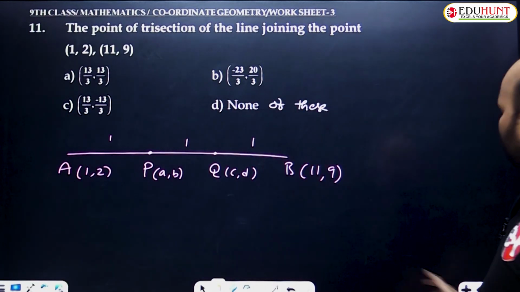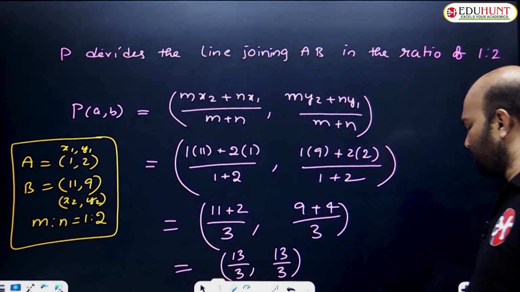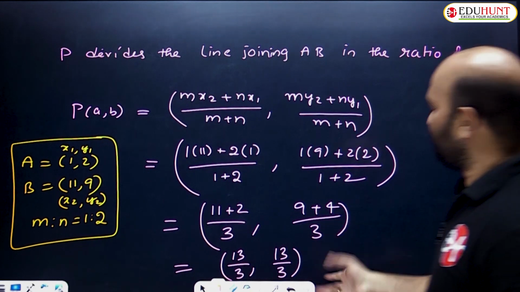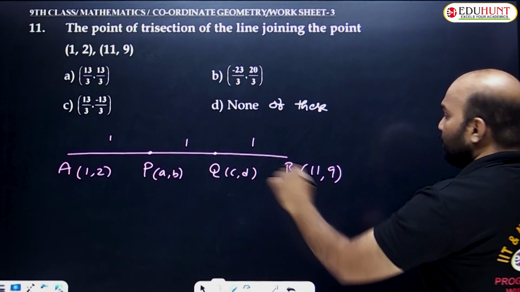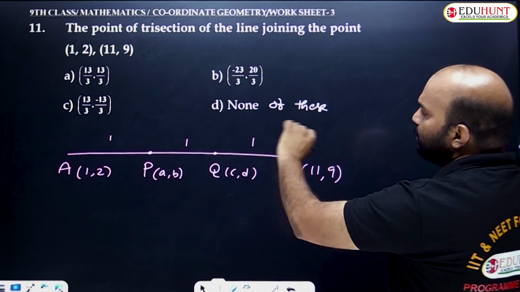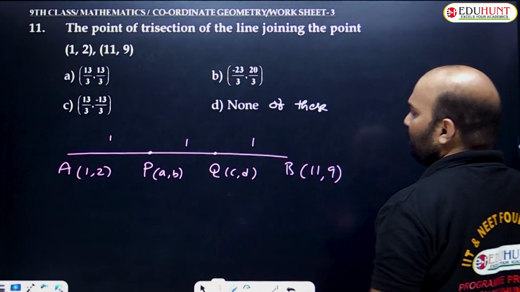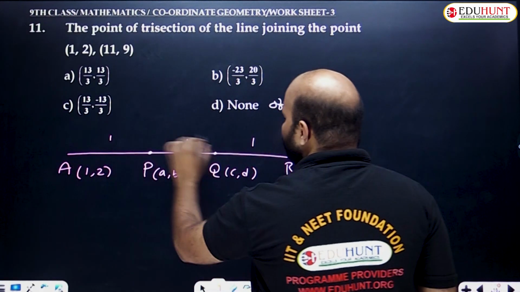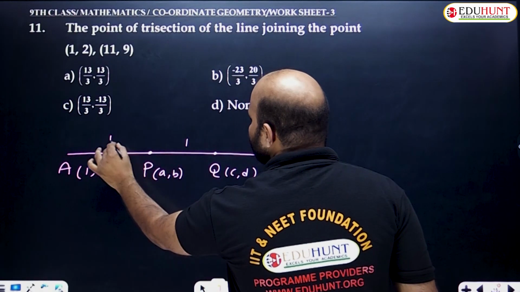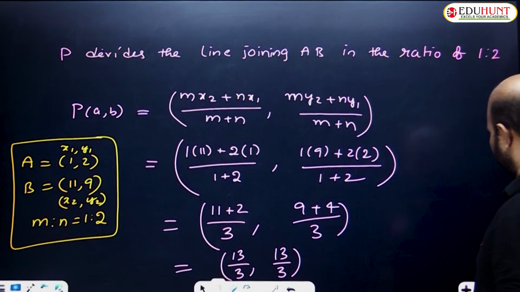So what is the second option? Q is also 13 by 3 and 13 by 3, already mentioned. Again we have to check whether that option appears. If the Q point is also possible in those options, then we have to say none of these is the required answer. But clearly we need to understand here Q divides the line joining points A and B in the ratio of 2:1. Nothing but AQ distance 1 plus 1, 2, QB distance 1, so 2:1. So clearly we need to verify it.